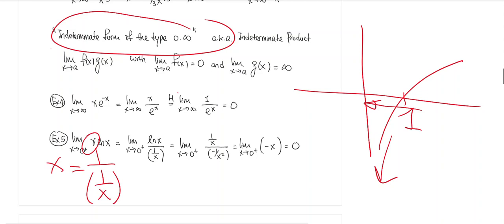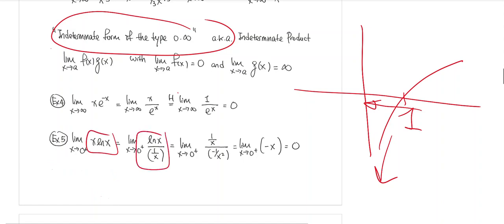That's the reason why I'm writing x as 1 over 1 over x. They are still the same thing. So this thing here and this thing here, they're the same thing. I haven't evaluated the limit yet, haven't applied L'Hopital rule yet. I'm just changing the form.